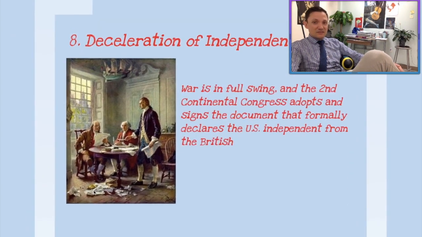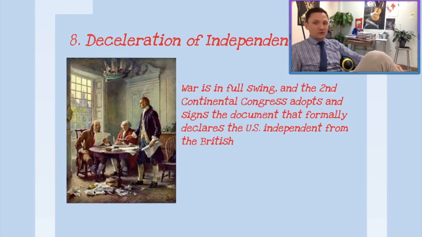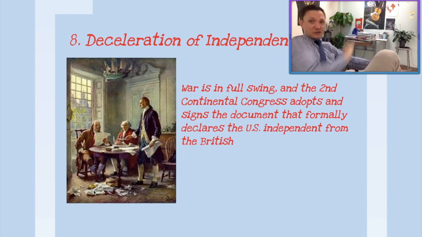In 1776, the war is in full swing, and there's a second meeting of the Continental Congress in Independence Hall in Philadelphia, which I have been to numerous times. They sat down and formally declared the U.S. independent from the British government, and they all signed the Declaration of Independence. John Hancock signed it particularly big because he wanted to make sure everybody saw him, right?